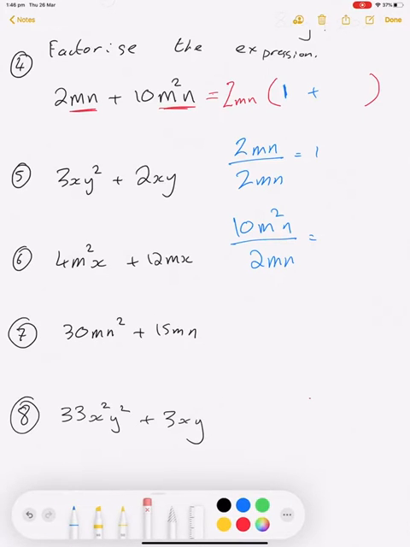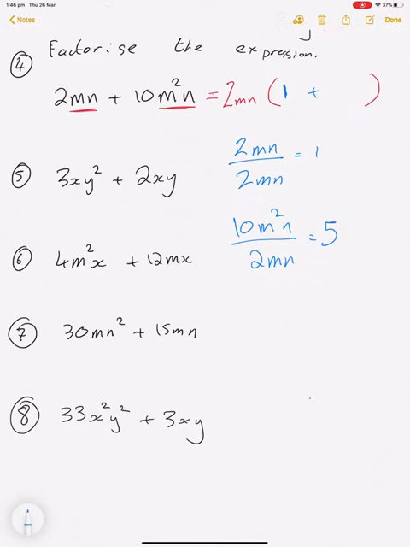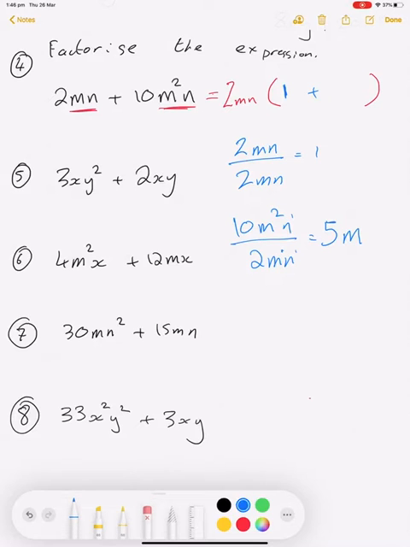Okay, is 5. We subtract the index powers, so 2 minus 1 is 1, and we subtract the powers there. n to the 0 is 1, and we can just say n divided by n is 1. Okay, so we get 5m.